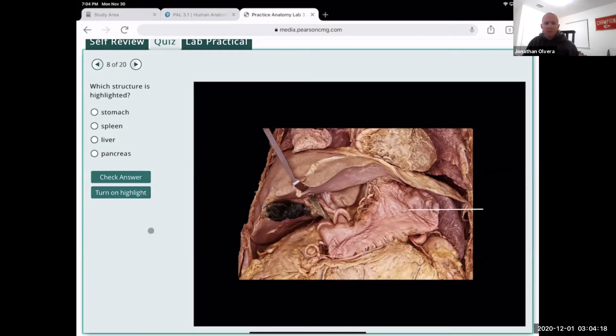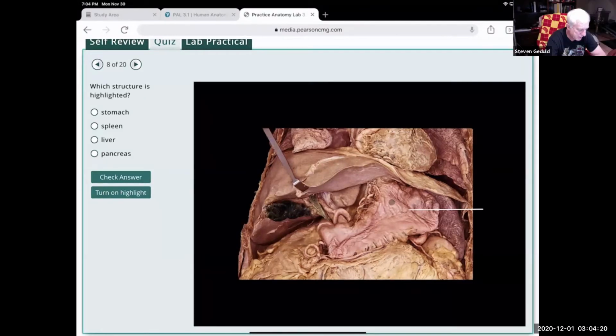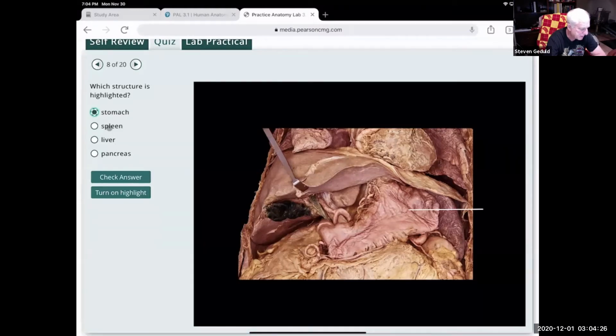Stomach. Again. Yeah, this is your stomach right here. Again, underneath that's your pancreas. Your liver's up above, spleen, stomach. That has to be what the stomach they're looking for. That's your stomach.